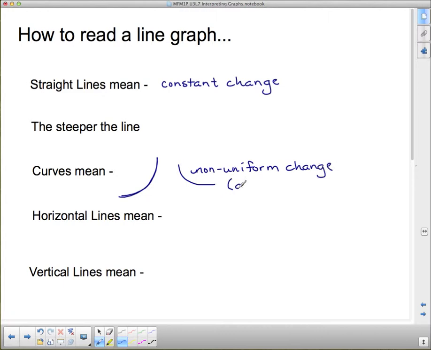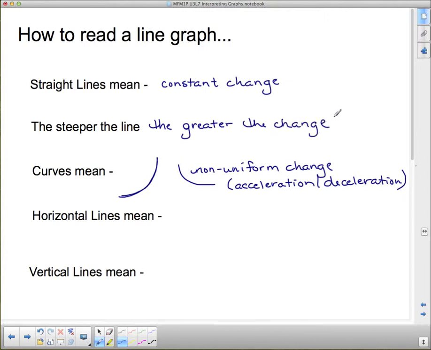And that could mean acceleration or deceleration. Now, the steeper the line, the greater the change, or the faster the change. Horizontal lines mean no change.